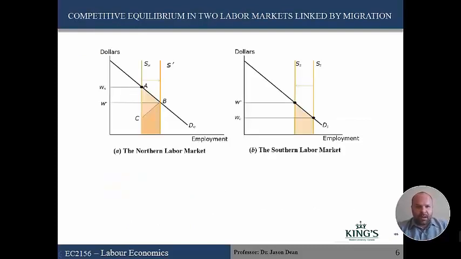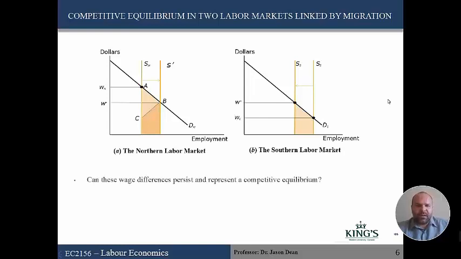Okay, so competitive equilibrium in two labor markets linked by migration. So we're going to think about, well, suppose we have homogeneous labor, but there's two different markets, and the only difference is their location. So we have a northern labor market and a southern labor market. If we initially look at point A here in the northern market, the wage is WN, for wage in the north. If we look here, the initial point is WS. And so we have a much lower wage in the southern market.